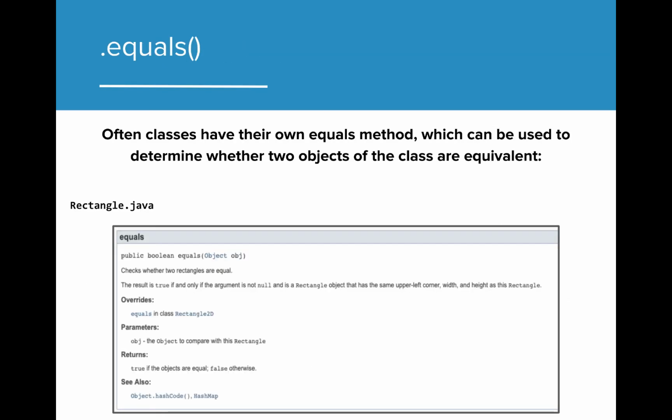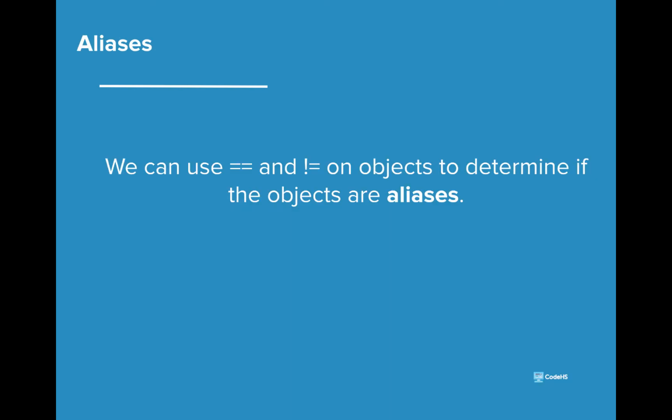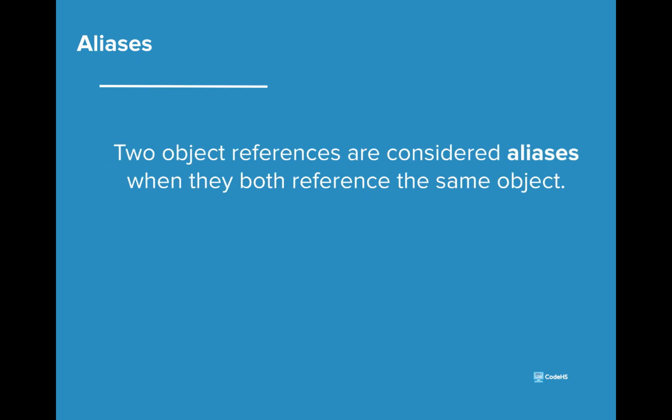Classes often have their own equals method used to compare objects of the same data type. When using classes as a client, it's good to note if there is an equals method, and to know how that method is comparing objects of the same data type. While equals is used to determine if the value of two objects are the same, we can actually use double equal sign or not equals on objects to determine if they are aliases of one another. An alias refers to when two objects are referencing the same object.